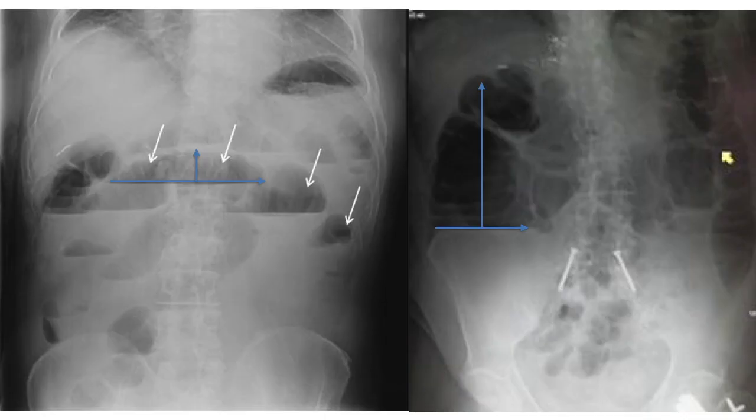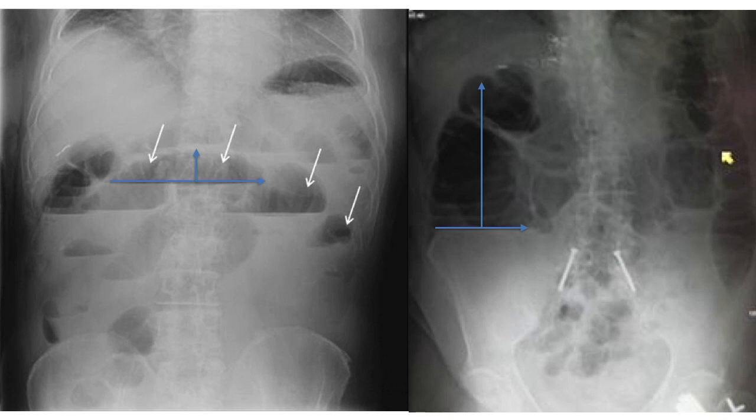Then we pass to the erect position. In erect position, it is to look at the air-fluid levels. Air-fluid levels in the small bowel, which is on your left, are wider than tall. In the large bowel, which is on your right, they are taller than wide. It's very important for you to know this. You have to pay attention to this very, very well, because this is what you will be watching the whole day as a doctor. These are very, very common pathologies.